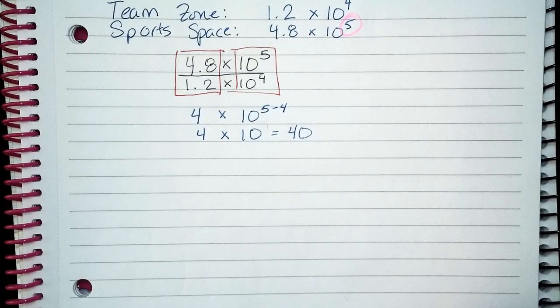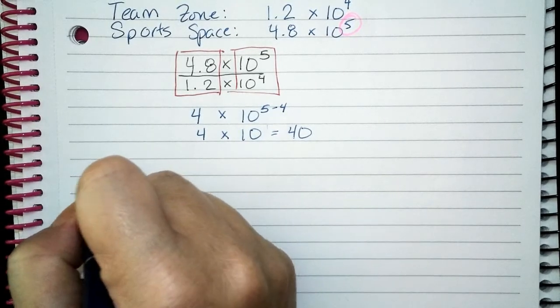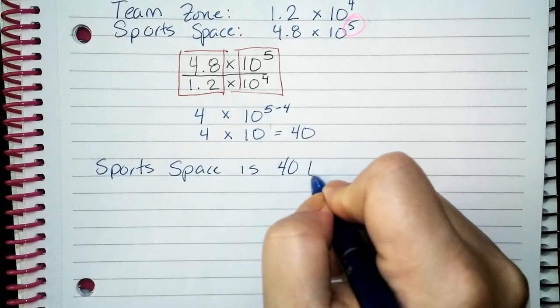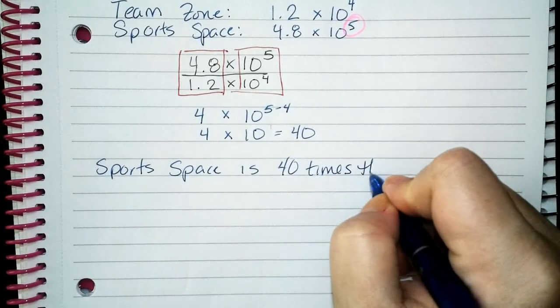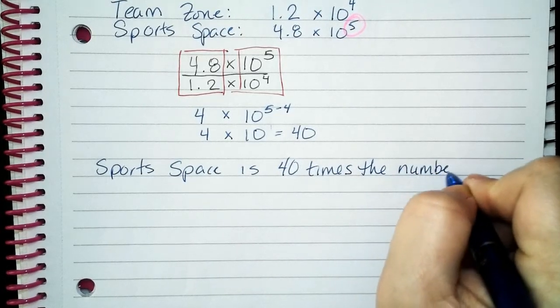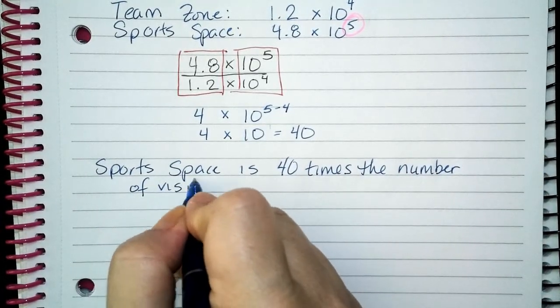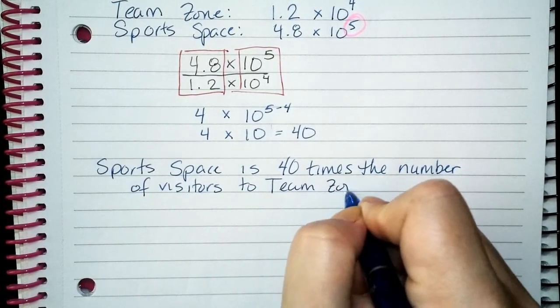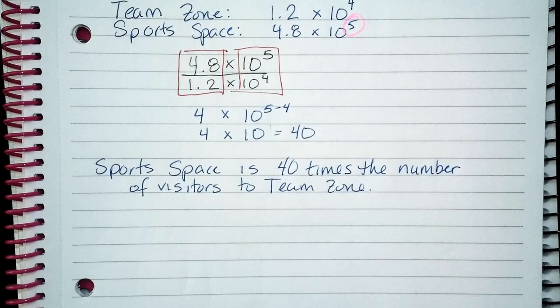So we would say the sports space is 40 times the number of visitors to the team zone. And so this is how we compare numbers in scientific notation. You're simply dividing the first factors and then using your property of exponent rules for dividing powers that are the same to subtract your exponent in the second factor. So if you still need help, please reach out.